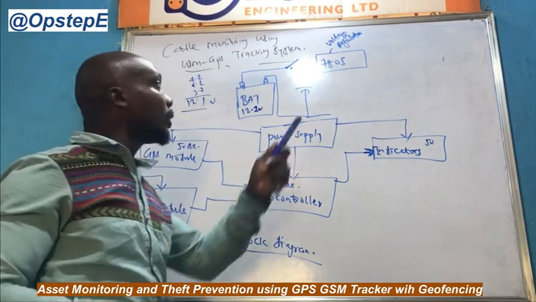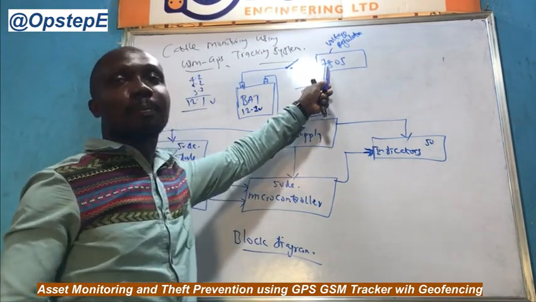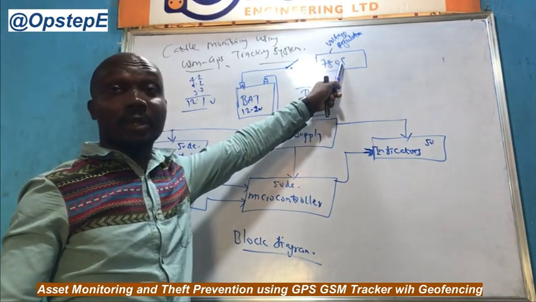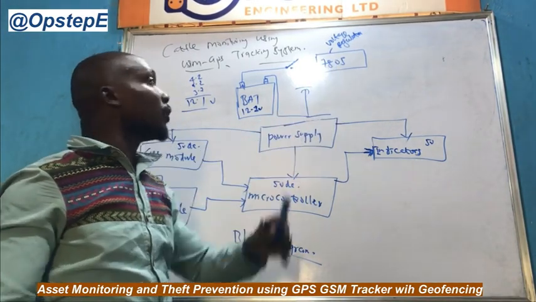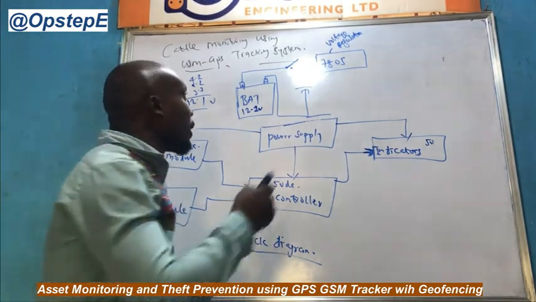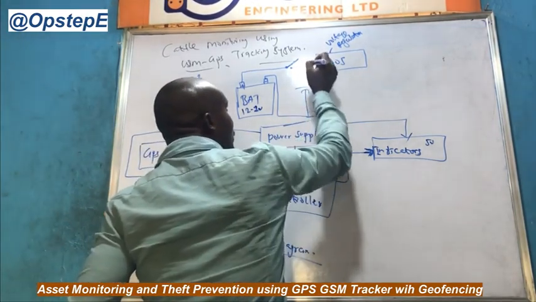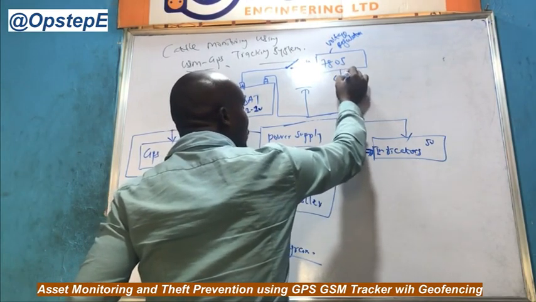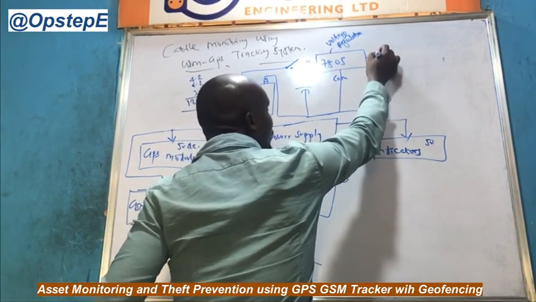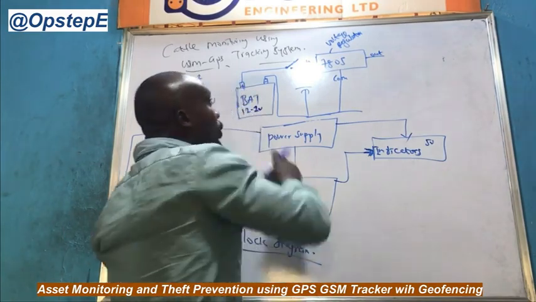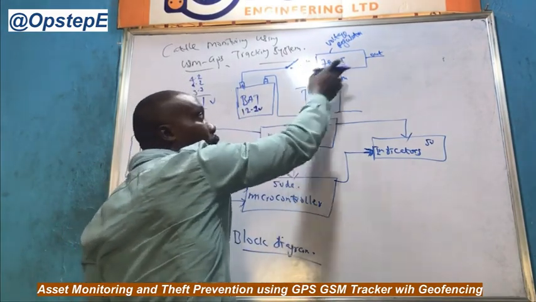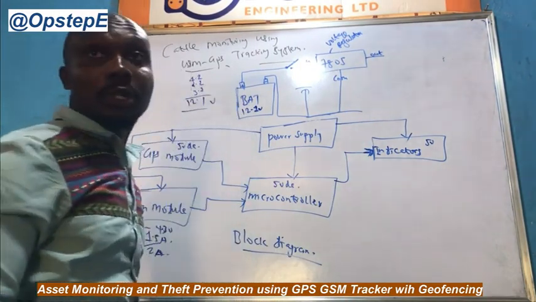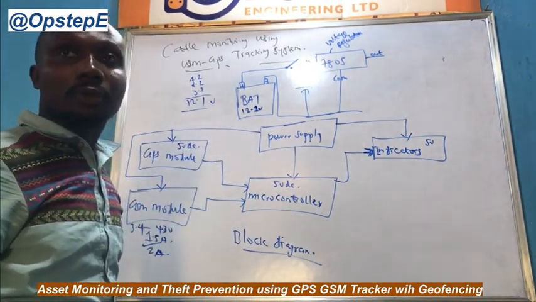The 78 here implies that it's a positive voltage regulator. The 05 represents its output voltage. The voltage regulator is going to have three pins. You're going to have the input, which is here. You're going to have the common. And then you're going to have the out, which is your output. So when 12.1 volts goes in, what comes out? 5 volts. Does it make sense? Only 5 volts comes out.